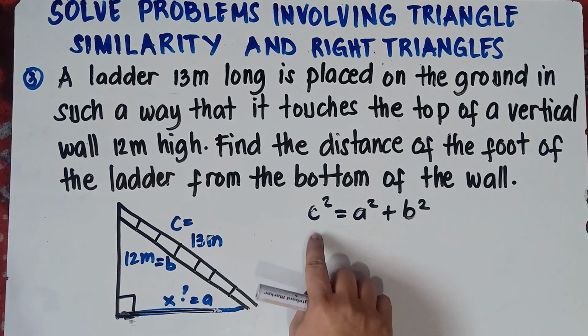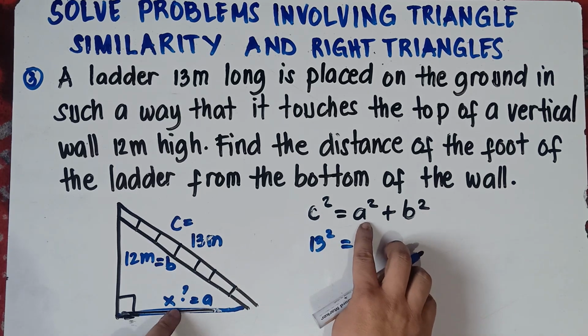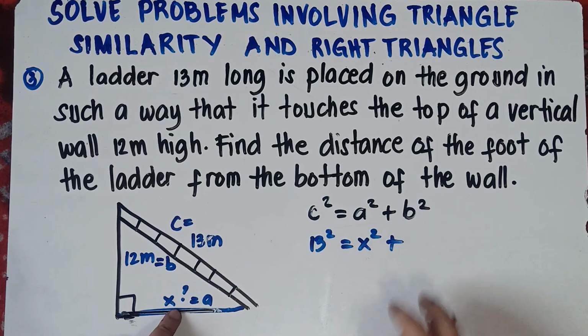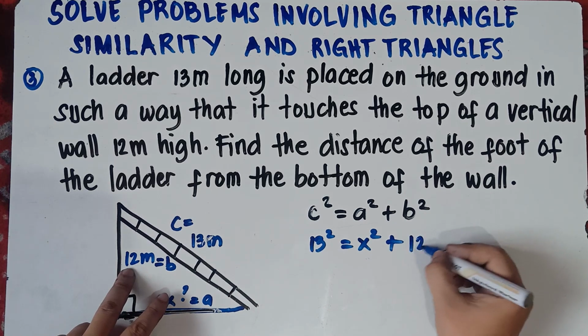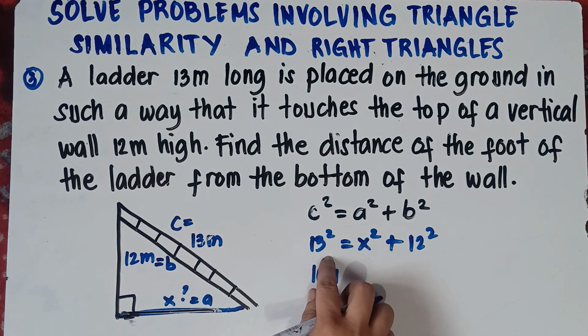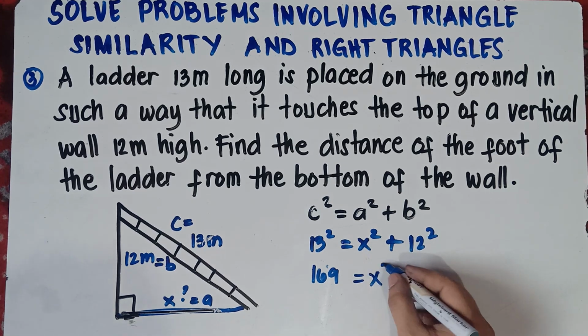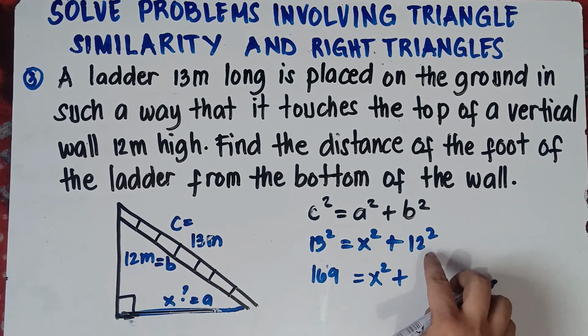So c squared, substitute the value. This is 13 squared equals, our a is x, so x squared, plus our b is 12, 12 squared. So 13 squared, this is 169. It means 13 times 13. It's not 13 times 2. That would be 169 equals x squared plus 12 squared. It means 12 times 12.